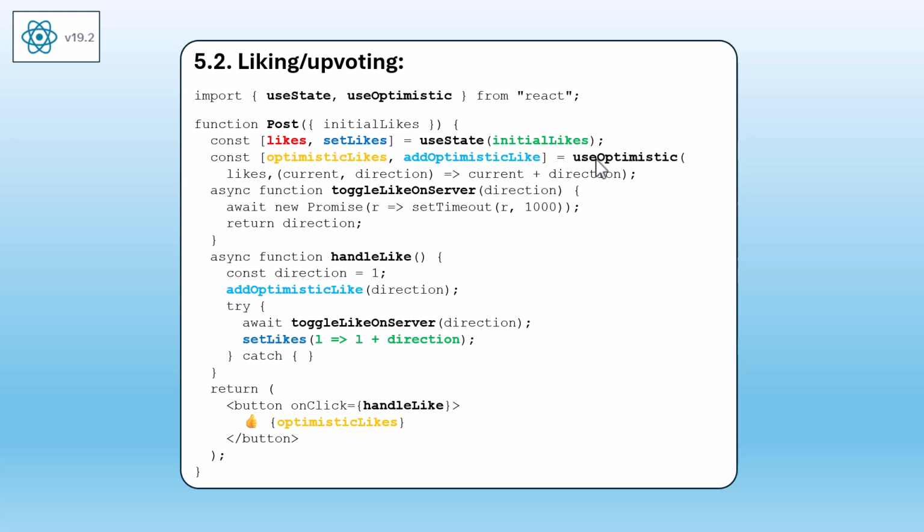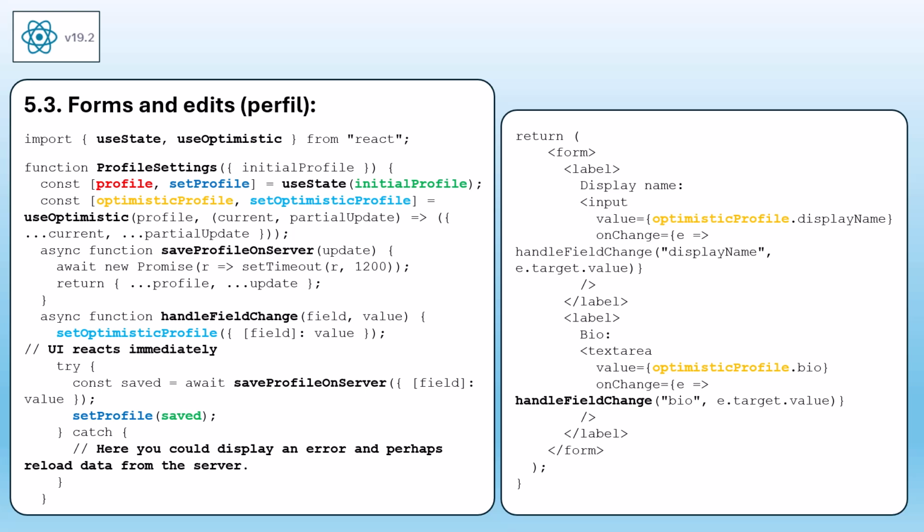But the user didn't wait. Forms and edits. When editing a profile or settings, you might show the user the result of their change right away while saving occurs behind the scenes. This keeps the user in control and reduces waiting. The concept is that anytime you can reasonably assume success and you want immediacy, optimistic updates work well. However, you must also handle failure scenarios gracefully, rollback, error messaging.